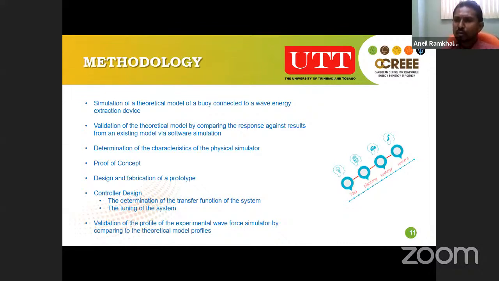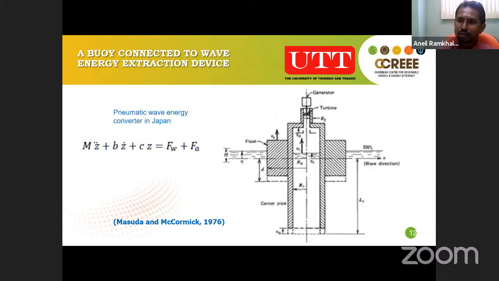The way we went about this, we simulated a theoretical model of a buoy connected to a wave energy extraction device, validated the model, and determined the characteristics for the physical design. We also looked at a proof of concept, design and fabrication of the prototype, and then we needed to create a controller for that actuation device, and finally validation.